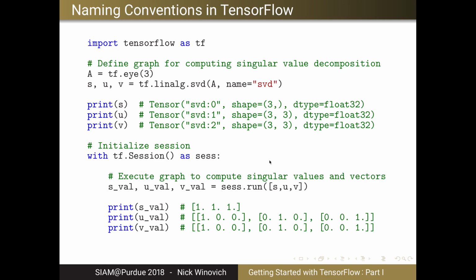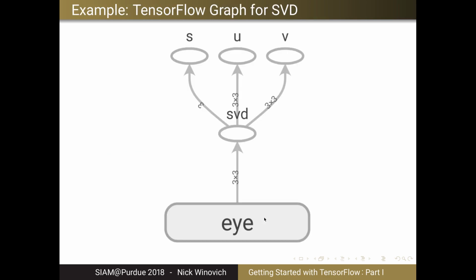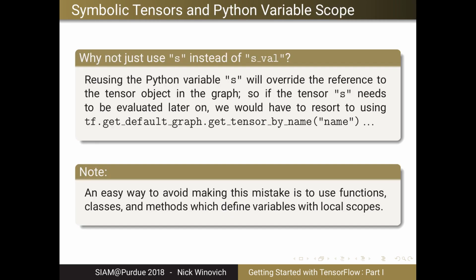And when we execute again, those values are actually computed. So in this case, it's just the identity, so we get basically all ones, the singular values and the singular vectors. And the graph for this, as you may expect, we take the identity. So there's the operation I, which produces an identity matrix. It knows the shape. It also knows the data type. It's just hidden in the graph. It goes to the SVD operation and branches out into 3 different outputs. So just another example of the TensorFlow graph.